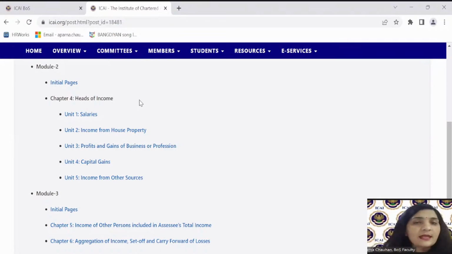So the income concept, that is what is income. For this purpose, a person earns income from many sources. To bifurcate all the incomes, what the Income Tax Act has done is divide the income into these heads: salaries, house property, PGBP, capital gains, and residuary incomes, which fall under income from other sources, which are not covered in the other 4 heads of income, right? So accordingly, this chapter contains 5 units: salaries, income from house property, PGBP, capital gains, income from other sources.